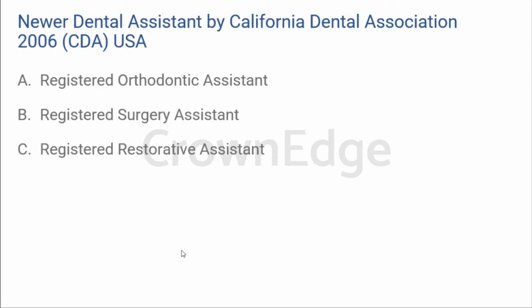Okay, so the newer dental assistants that have been given by the Californian Dental Association in 2006 include your registered orthodontic assistant. It's basically your dental assistant who is trained to assist in various orthodontic procedures. Your dental surgery assistant and your registered restorative assistant, respectively. Now, this much was with regard to the auxiliaries.